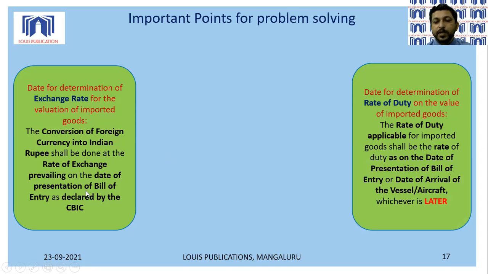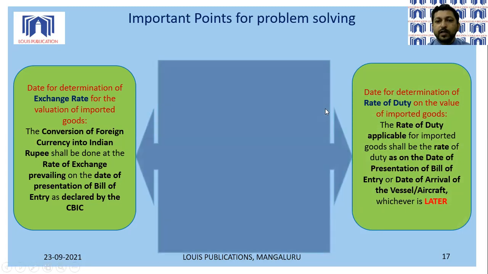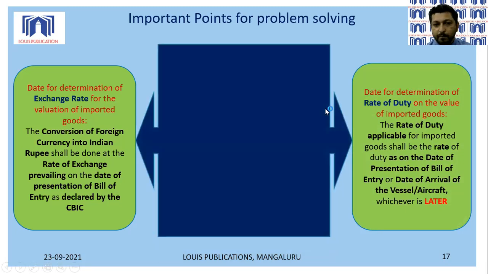Same thing, date of presentation of bill of entry, or the date of arrival of the vessel, date of arrival of the ship, or date of arrival of the aeroplane or the aircraft. So date of arrival of the vessel or date of arrival of the aircraft, whichever is later, whichever is latest. So which is the last thing that has happened, that date will be considered to identify the rate of duty on the goods imported. Let's understand this with the help of an example.